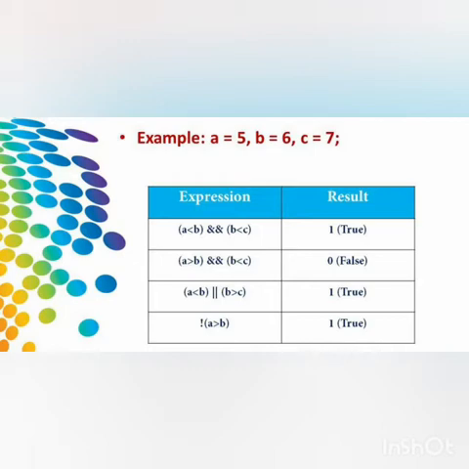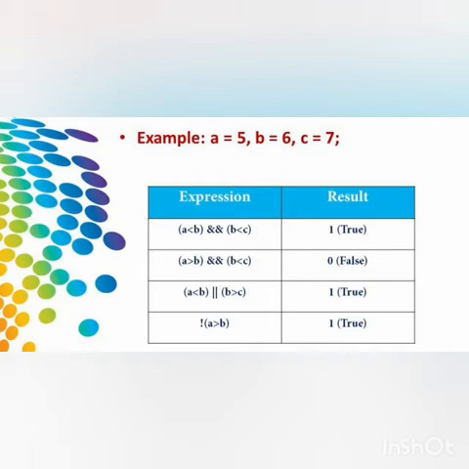We have to check the second condition. B is less than C. B value is 6 and C value is 7. So here also the condition is true. What is the concept of and? If both expressions are true, the result is also true. Here both expressions are true, so the result is true. So the true value is represented as 1 here.